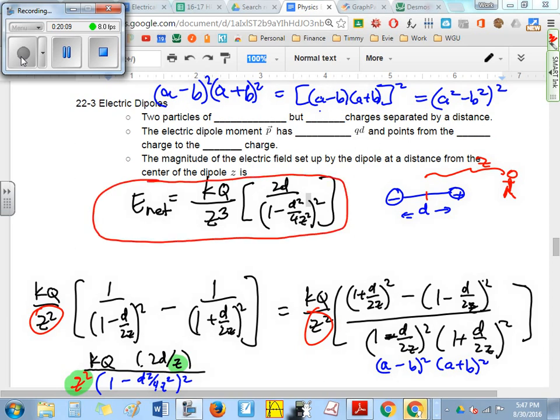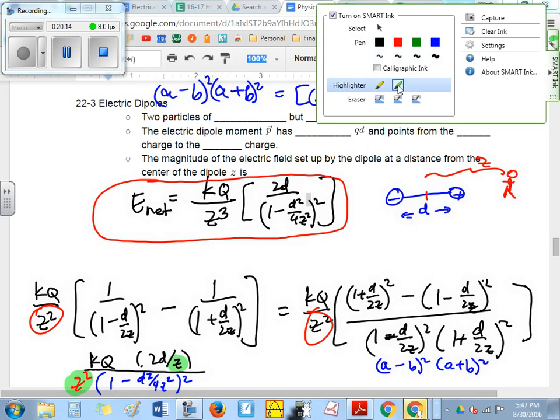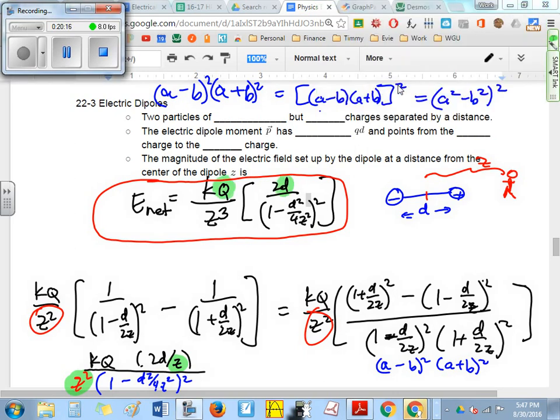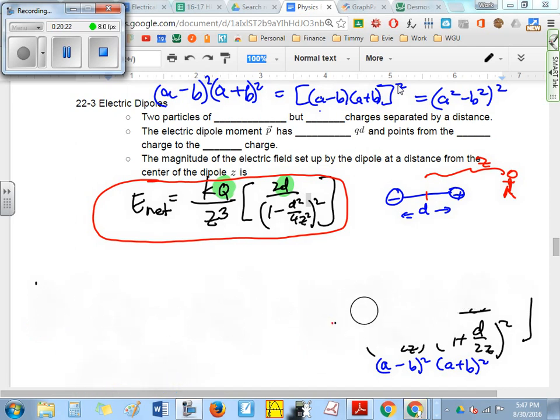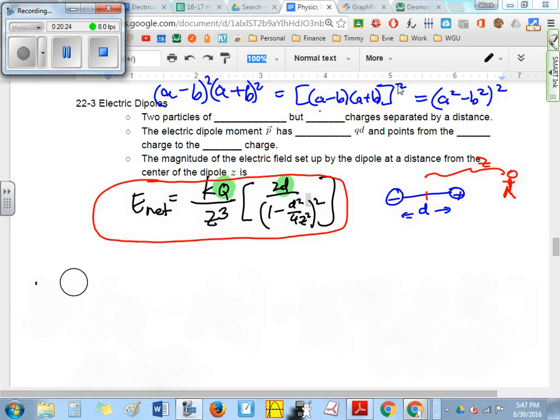Wow, look at that. Pretty crazy, huh? All right, now you'll notice something just popped up in our work. There's a little cutie. Isn't he a cutie? That cutie can be abbreviated P, for dipole moment.